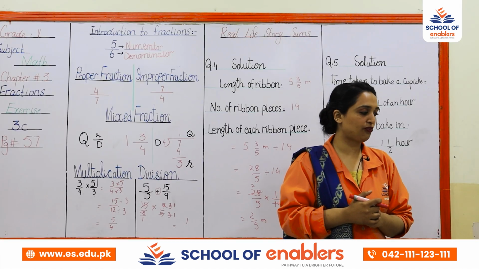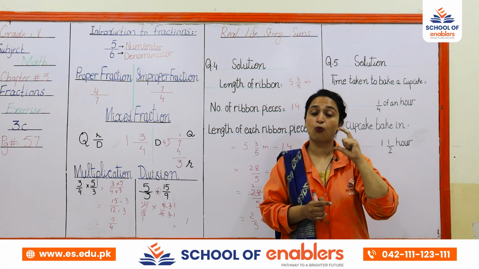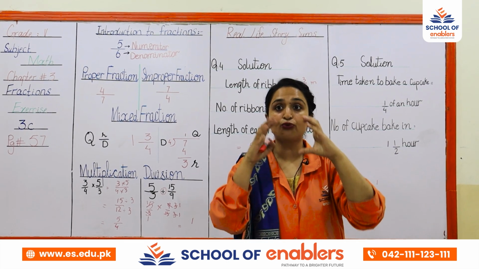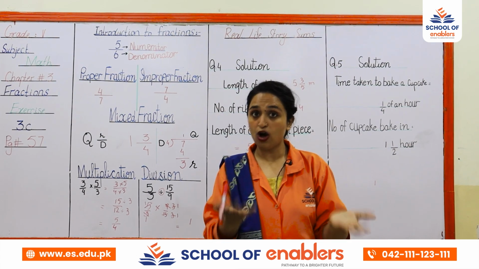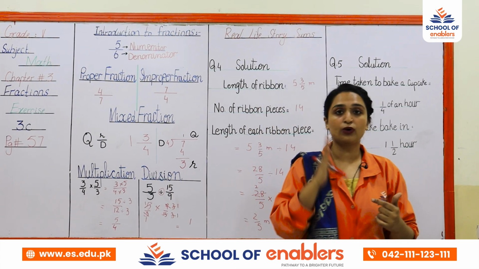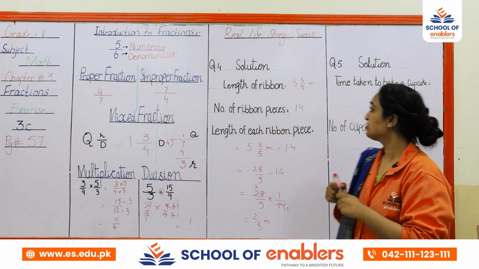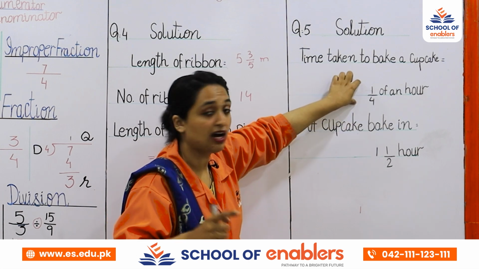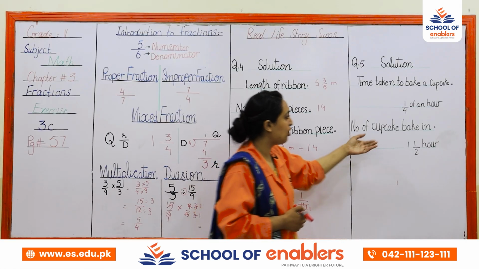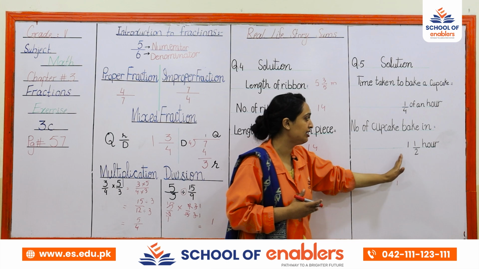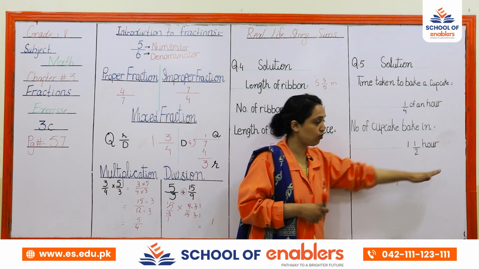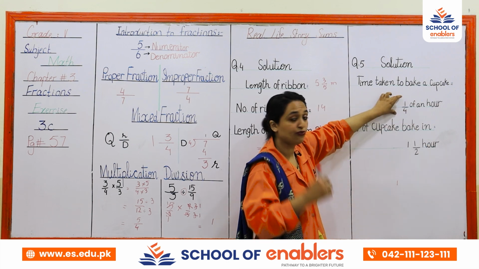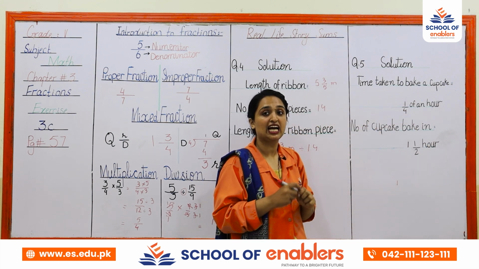Now we will come to question number 5. In question number 5, he said he baked 1 cupcake in 1 over 4th of an hour. That means he divided 1 hour into 4 parts. And next he asked how many cupcakes he will bake in 1.5 hours. So he wants to say that 1 cupcake is baked in 1 over 4th of an hour, that is, the 4th part of an hour. In the very next he asked how many cupcakes he will bake in 1 whole 1 over 2 of an hour. So for this we will divide 1 whole 1 over 2 of an hour by 1 over 4th of an hour, and we will get the number of cakes he baked.